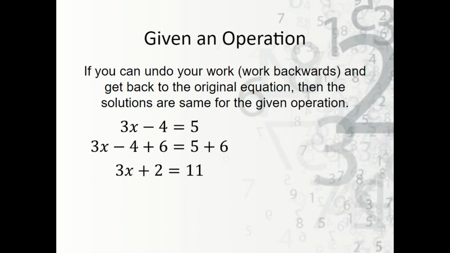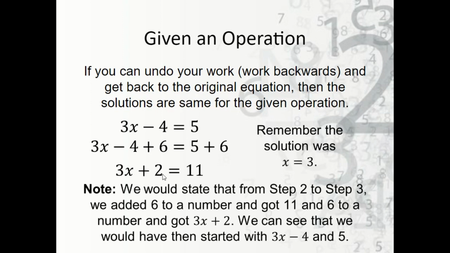Let's look at the other example we had. So on the previous one, we couldn't undo the work because the 0 screwed everything up. It made it so that any value could be in there for x and it would still be true, instead of just being 3 as our answer. So let's look at this one. We have 3x minus 4 is equal to 5, and 3x minus 4 plus 6 is equal to 5 plus 6. So first, remember that the solution was x equals 3.